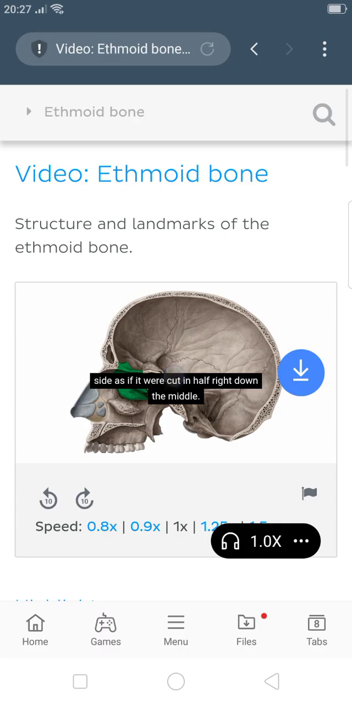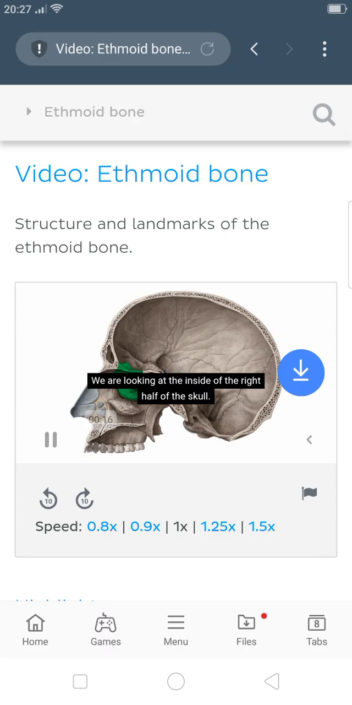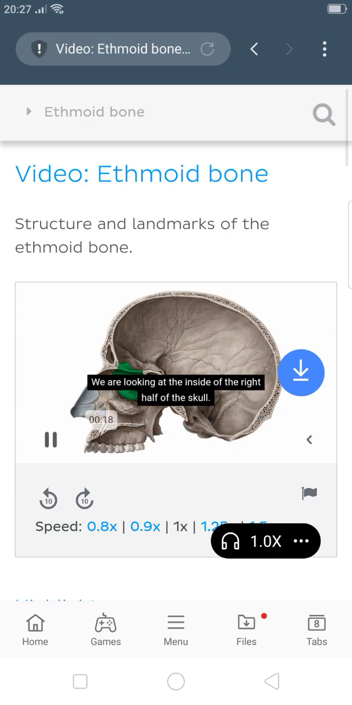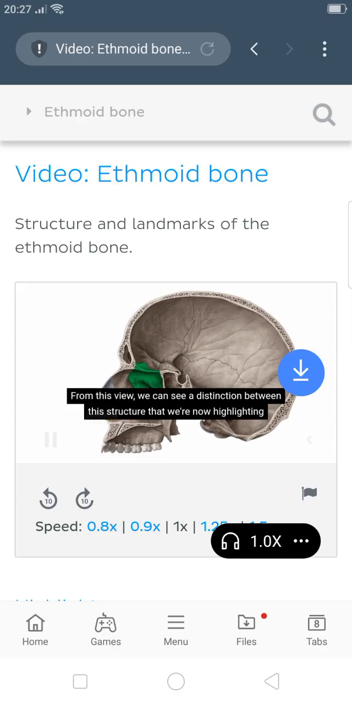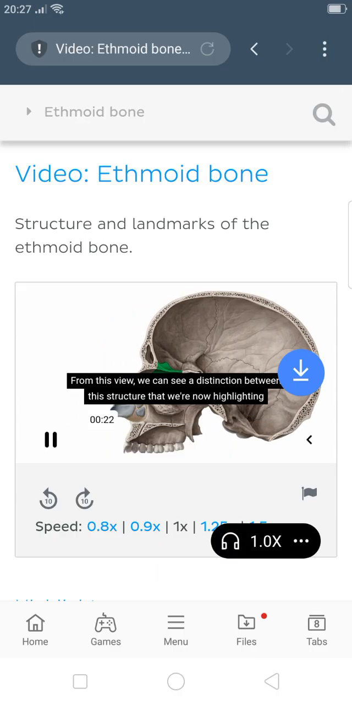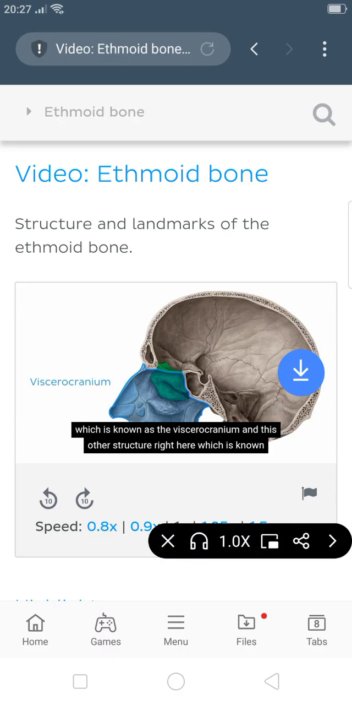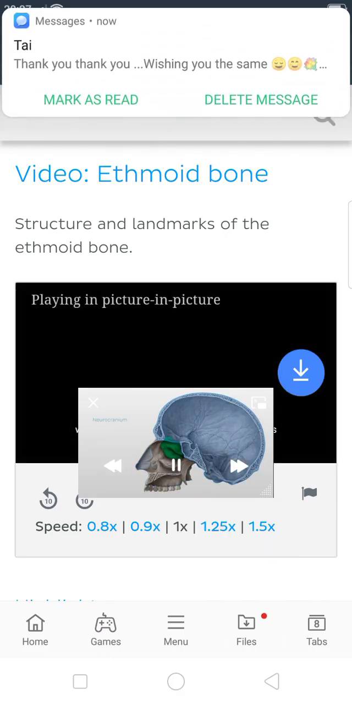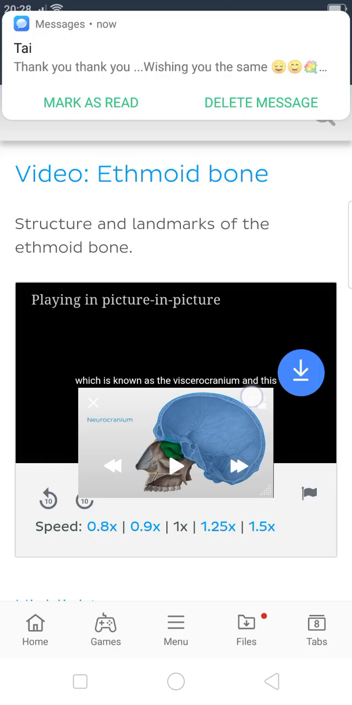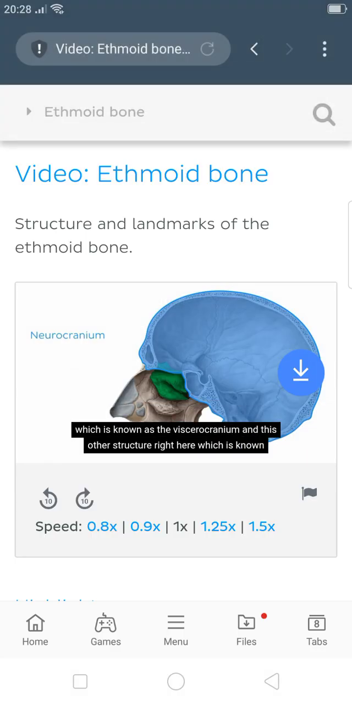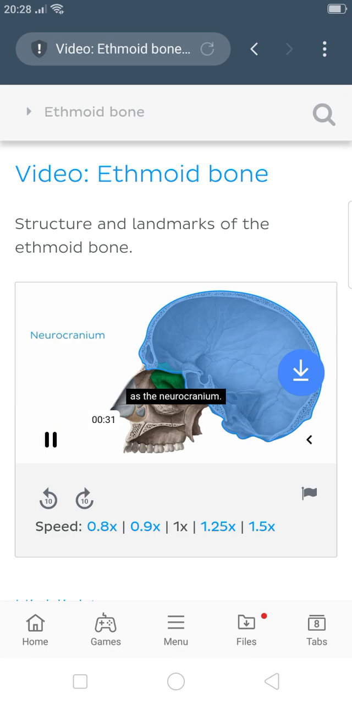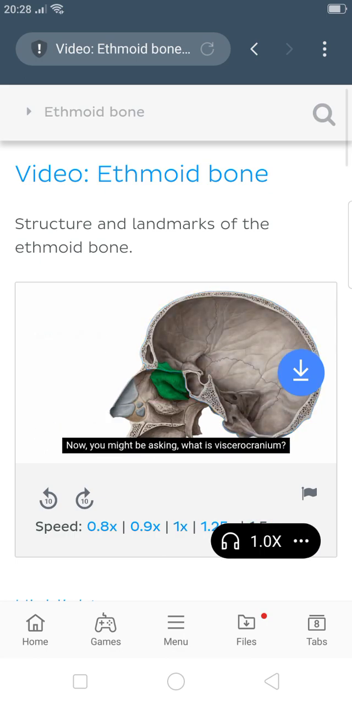as if it were cut in half right down the middle. We're looking at the inside of the right half of the skull. From this view, we can see a distinction between this structure that we're now highlighting, which is known as the viscerocranium, and this other structure right here, which is known as the neurocranium.